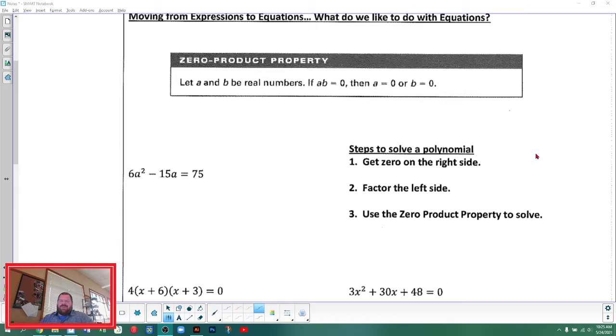And avoid that 3-page proof. So anyways, when we want to solve a polynomial, we want to get everything on one side, zero on the other side. And I typically like to put zero on the right side. And then I want to factor the left side, so what we just did yesterday, and then use the zero product property to solve it. Okay, so let's take a look at an example.